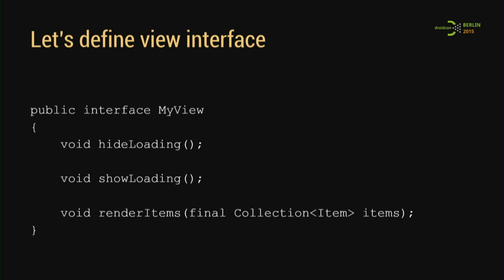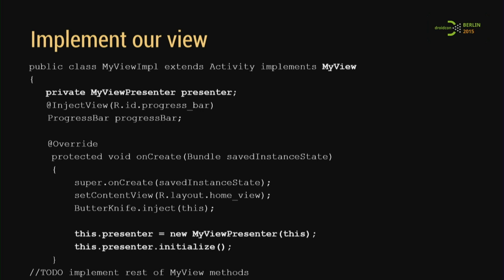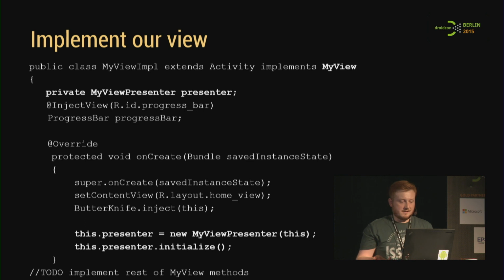So let's define a simple interface for our view. We can create three methods: hide loading, show loading, and render items. Our presenter in the initialize method will just execute these methods on the view. And our activity or fragment can just implement this interface for the view. And here we can just show or hide, for example, a progress bar.